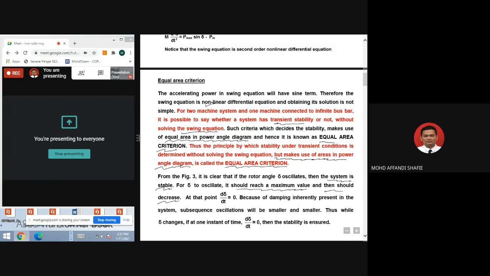At the point where d delta over dt is equal to 0, because of damping inherently present in the system, subsequent oscillations will be smaller and smaller. That's why if at one instant of time d delta over dt equals 0, then the stability is ensured. So this is what we can see from the power angle diagram, how the delta will oscillate. The value of d delta over dt becomes smaller and smaller, and then the stability can be measured. You can refer to figure 3.